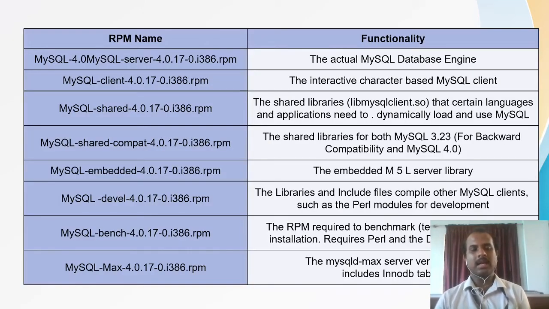Here are some of the RPMs that are required: MySQL-server-4.0.17-0.i386.rpm, the actual MySQL database engine; MySQL-client, which is the interactive character-based MySQL client; MySQL-shared, which has the shared libraries; and MySQL-shared-compat, which has the shared libraries for both MySQL 3.2.3 and MySQL 4.0.